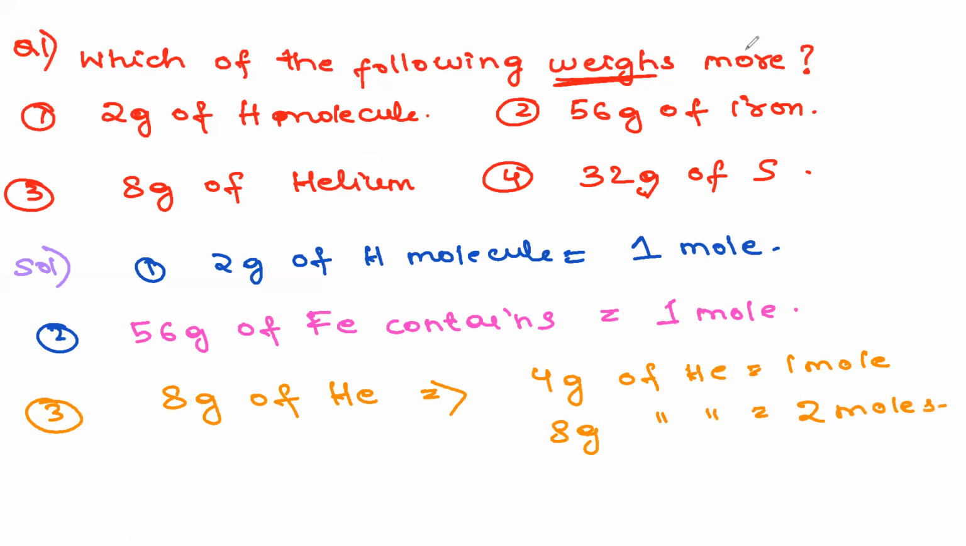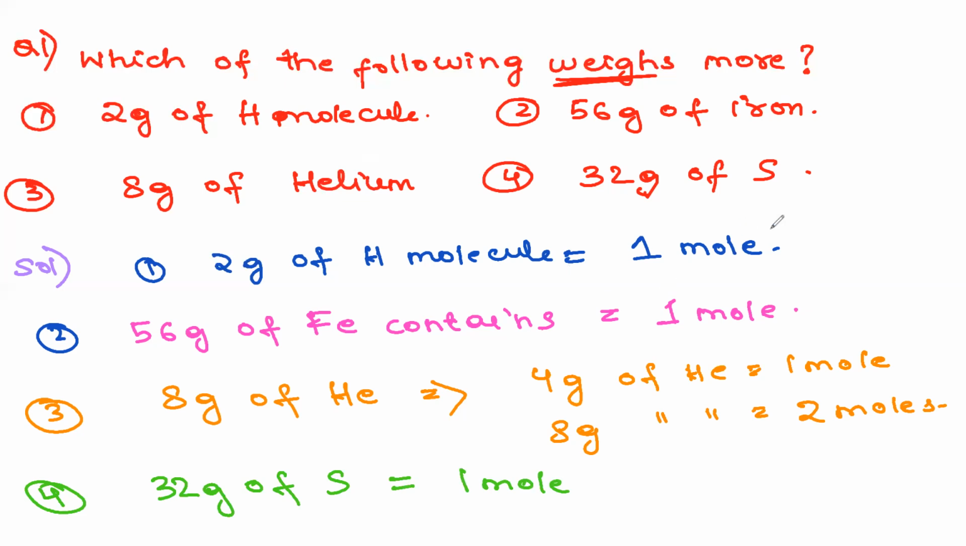And fourth option, 32 grams of sulfur. The atomic weight of sulfur is 32. So it is equal to 1 mole. Now, the first option is 1 mole, second option is 1 mole, third option is 2 moles, fourth option is 1 mole.